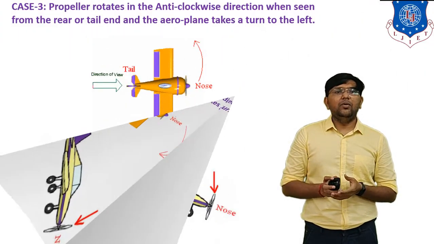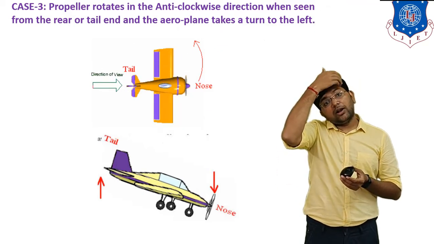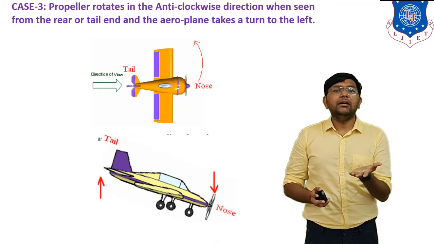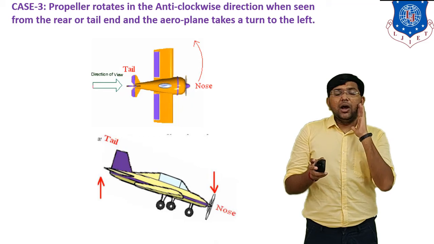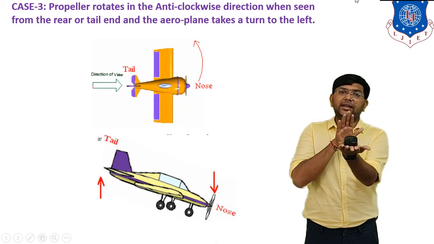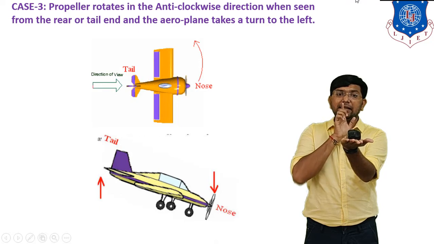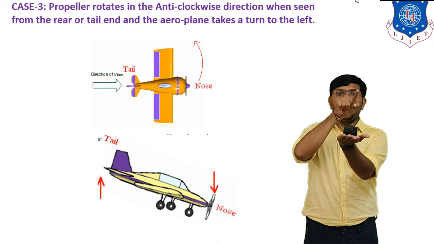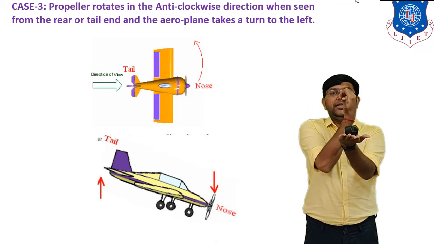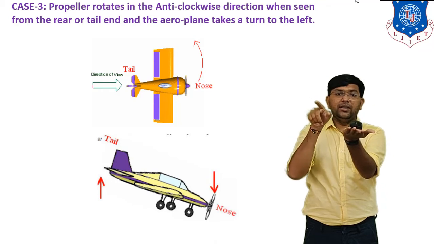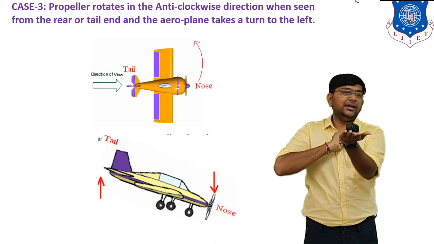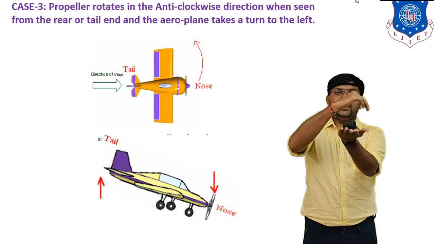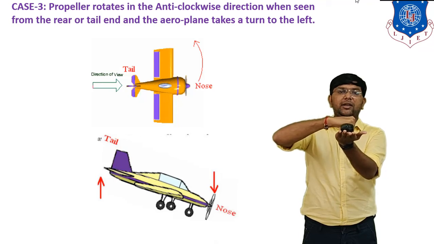Okay. Now we have to discuss case number 3. The propeller rotates in anti-clockwise direction when seen from the rear side, and the aeroplane takes a left turn. Clear? So now you have to visualize the aeroplane from the rear side. You have to observe the aeroplane from the rear side, and you have to put your fingers in the anti-clockwise direction. At that time the direction of momentum is the reverse direction. Put your fingers in the anti-clockwise direction. At that time the thumb indicates angular momentum.